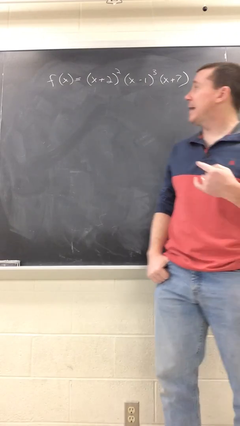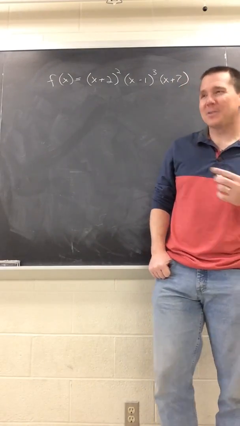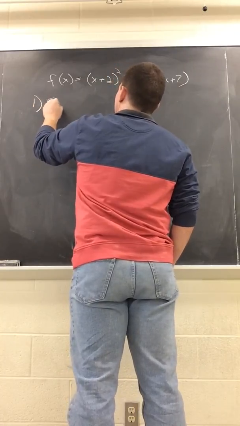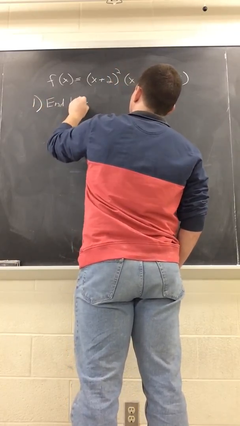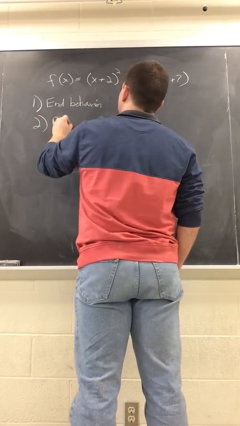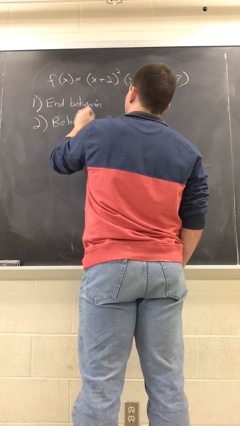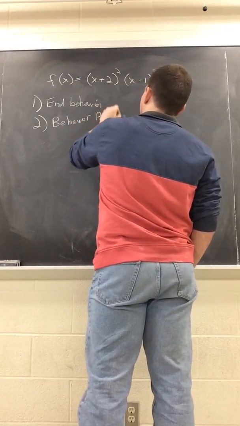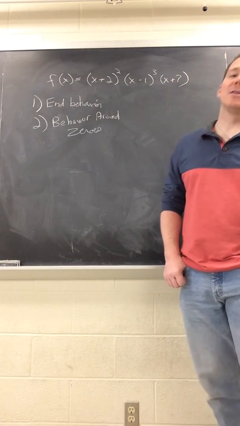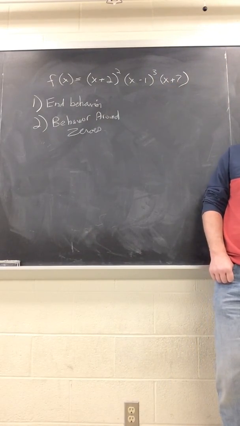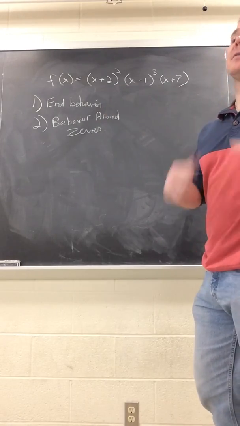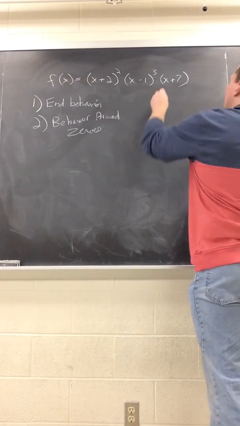Now we actually want to be able to graph it. And as far as it goes, there's two things that matter when we graph. There's the end behavior, and there's the behavior around the zeros. And we'll essentially combine those two things, and then we'll have our graph. First off, for the end behavior, there's kind of a trick to this.